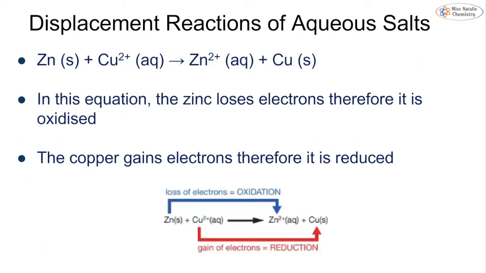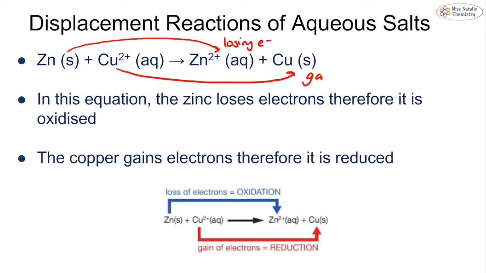What we can see is that the zinc is losing electrons, whilst the copper is gaining electrons. So the zinc is being oxidized and the copper is being reduced, because the zinc is losing its 2 electrons and it is giving them to the copper in order for it to gain them to become an atom.